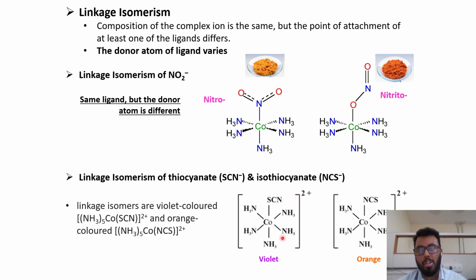Again, same thing. You just look here, all 5 are amine ligands. The sixth one above the plane, we are putting the SCN ligand, which is violet in color, and for the other one, NCS, we have changed. The point of contact is nitrogen. In the previous case, it is sulfur. As a result, the color of the complex also changes. When it is coordinated through sulfur, the color is violet, and when it is coordinated through nitrogen, it is orange. So these linkage isomers are violet color and orange color.